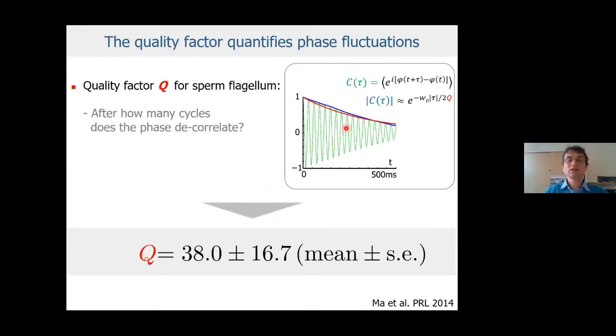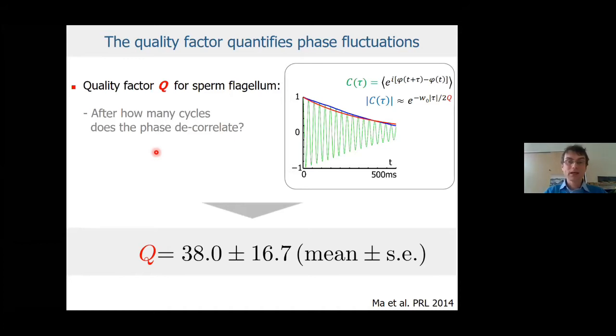So how can we characterize these fluctuations? One way, if you have a clock and you want to know how good this clock is, is to compute its quality factor. And the quality factor essentially means if you would start at time equals 0 with a set of identical clocks, in this case identical flagella, and you let them run, each with its own noise, you ask after how many cycles the phase will have decorrelated.